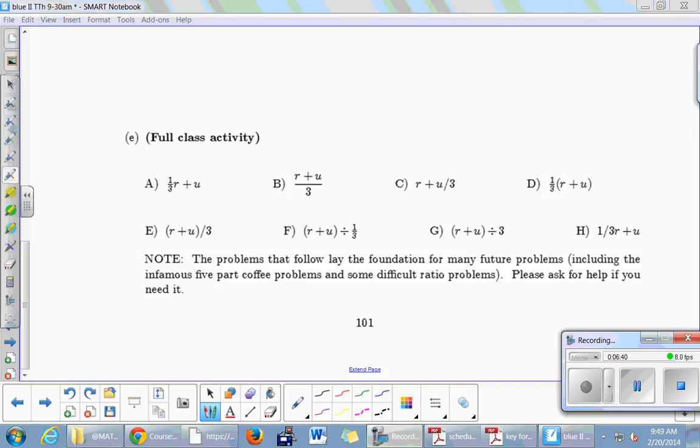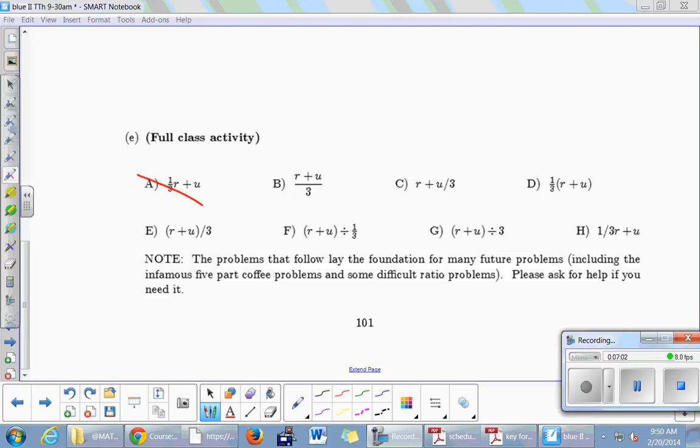Okay, how about this first one? Part A, 1/3 R plus U, right or wrong? It's wrong. What is the 1/3 applying to in this problem? It's only the R, right? The 1/3 is only on the R because the order of operations says we got to do the multiplication before we do the addition. And so this one is no good.